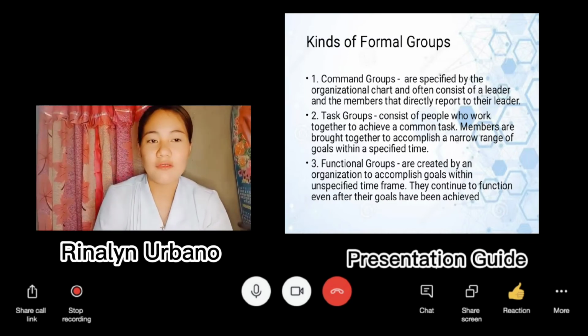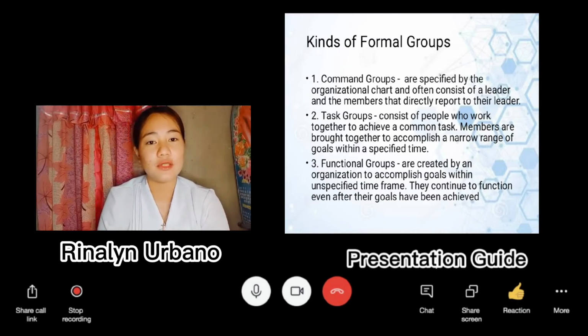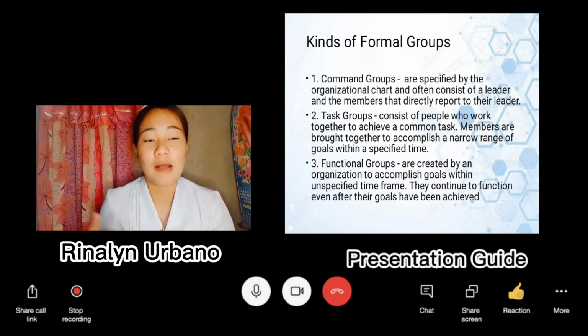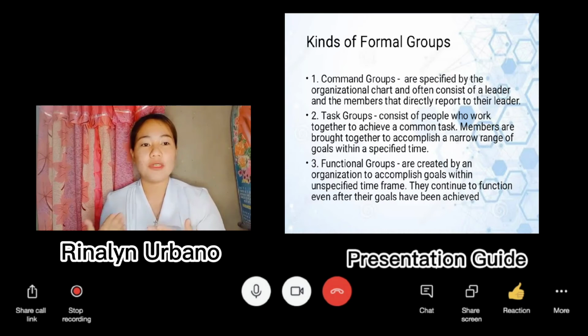So, kinds of formal groups. Number 1 is command group. It is composed of individuals who report directly to a given manager or a leader. So, familiar naman ta ani kay it is composed of a leader and members man. So, ang leader maghatag sa atong task nga dapat ang members mubuhat sa gihatag na task sa leader, and then after mabuhat nila ang ilang task, ila i-report directly to their leader.